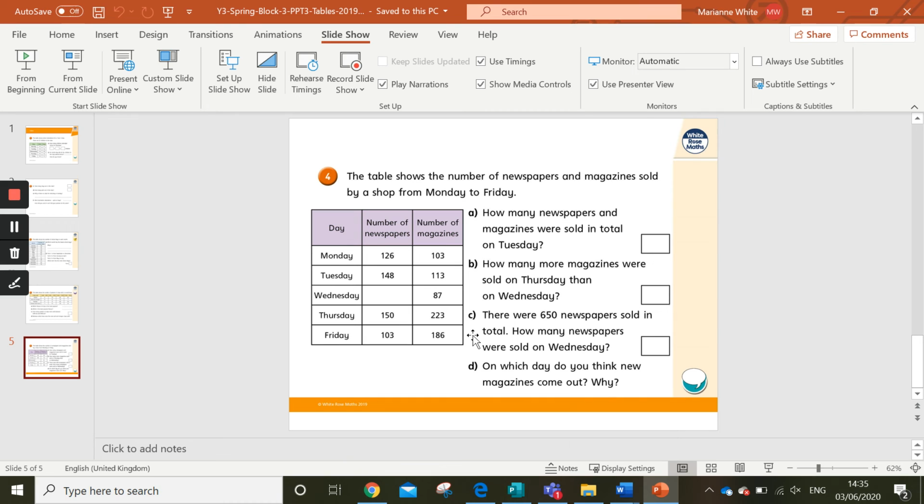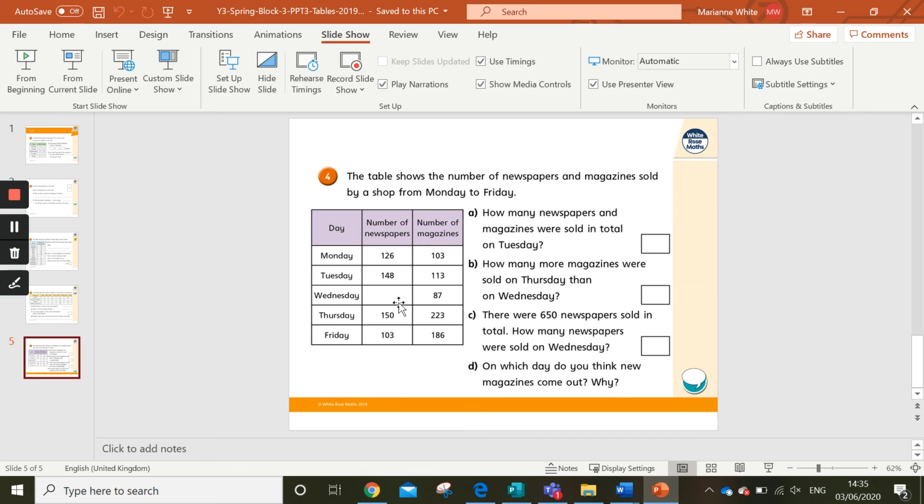Okay, on to question C. There were 650 newspapers sold in total. How many newspapers were sold on Wednesday? So, as you can see, there is some information missing from our table. Now, this is a challenging one, but I think you can do it.